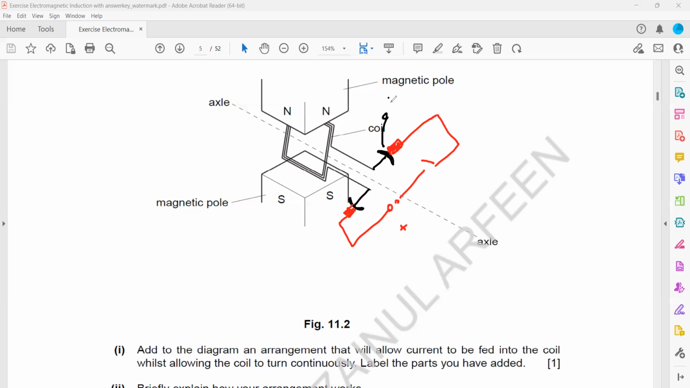So we have to label the parts. What is this? This one is the split ring. And these are the carbon brushes, I'm writing in short CB. This one is a supply, and here is a switch. Is it clear, this one?